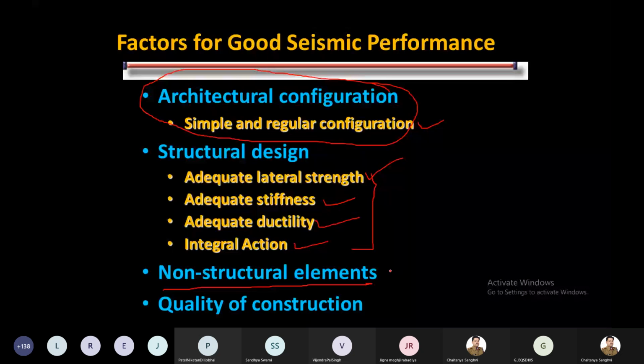So we have to count the stiffness of the non-structural element also in the design as far as lateral load is concerned. And the last is the quality of construction. This quality of construction is the most important.